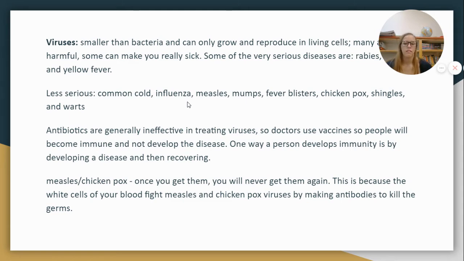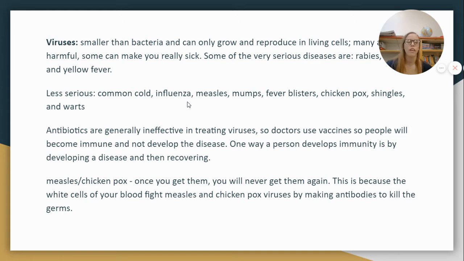So antibiotics are not effective in treating viruses. So usually that's when you get a vaccine. That's why we talk about the flu shot. So doctors use vaccines so that people will become immune, meaning basically that if you were to get it, it's not going to affect your system in the same way as someone who didn't get the vaccine. And so then you will not develop the disease.